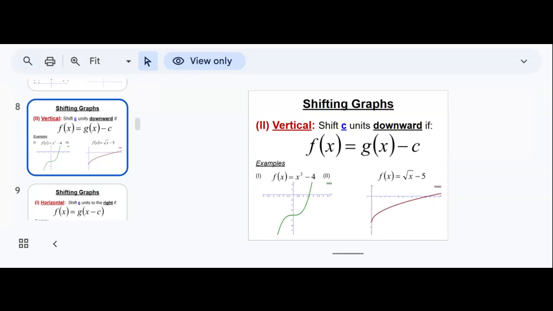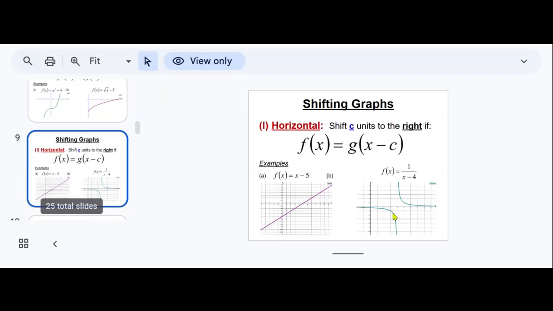Okay. Absolute value. Do you remember the graph? Absolute value starting from 0. I want to shift it 5 units down. So what's the y-intercept? 0, -5. Okay. Here I have x - 5, shift down 5 units. Here I have x - 4. It shifts what? To the right. How many units? 4. Yes, because -4.